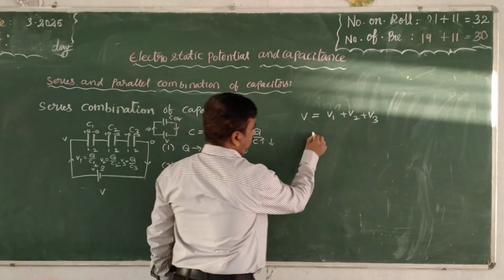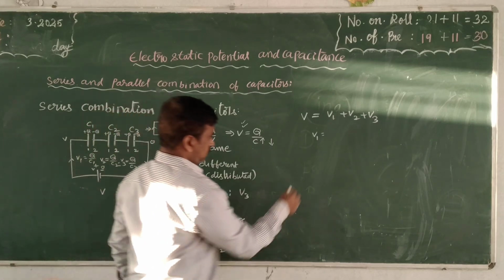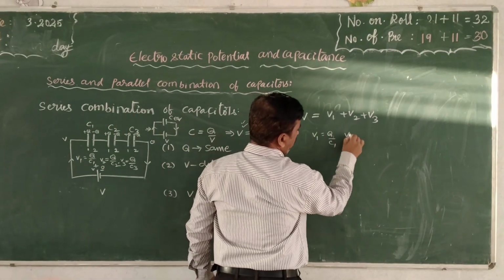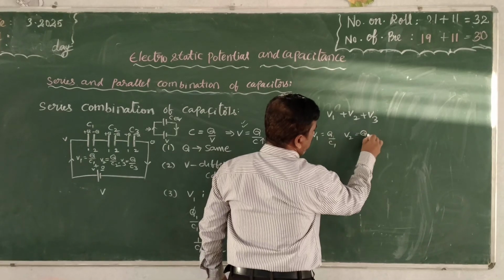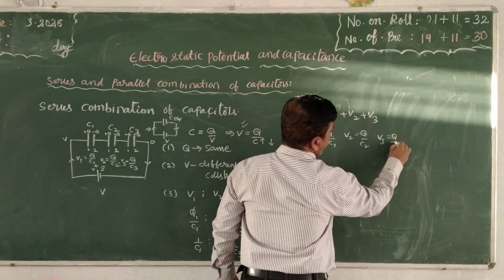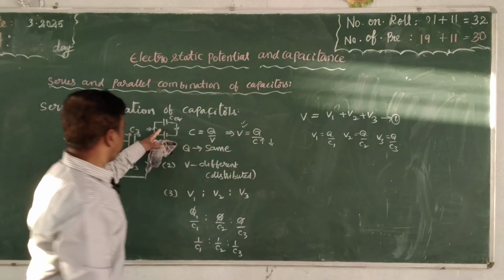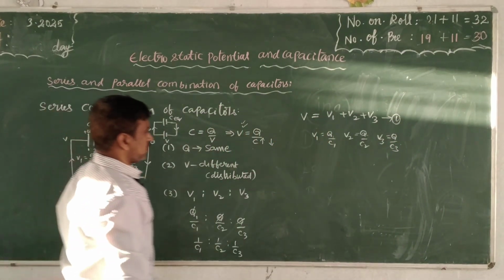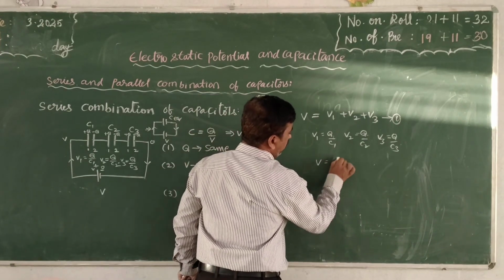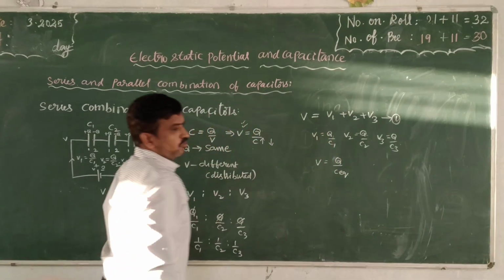From this, what can we write here? V1 equals Q by C1, V2 equals Q by C2, V3 equals Q by C3. This we can take as equation 1. From the equivalent circuit, V equals Q by C equivalent. These values we substitute in the above equation.